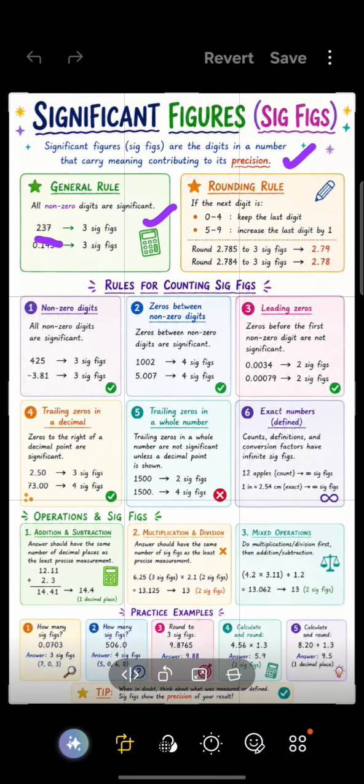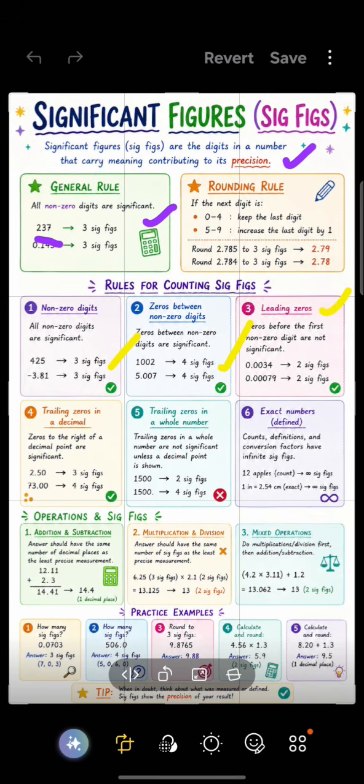Coming to the rules for finding the number of significant figures, all the non-zero digits are significant. So 25 has 3 significant figures, and 3.81 has 3 significant figures. Here, irrespective of the decimal point, we have to find the significant figures. Zeros between non-zero digits are significant. So for the given number, 4 significant figures are there.